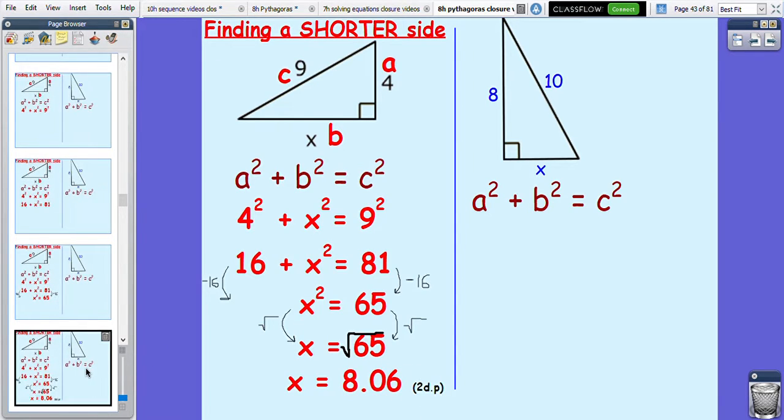Okay, so what I'd like you to do now, can you please pause the video and see if you can use a similar method to work out this missing length on this right angle triangle, please, and then unpause it when you're ready for the solution.